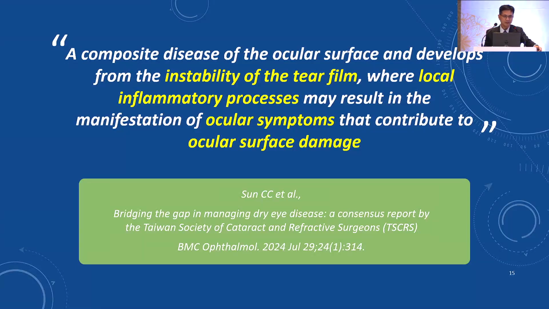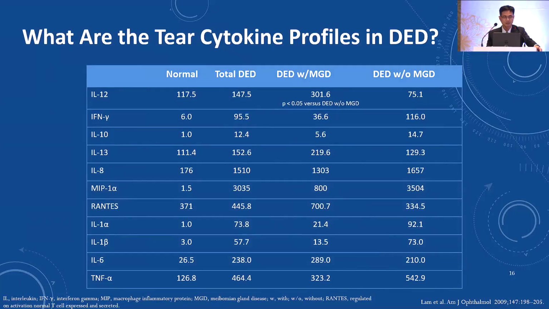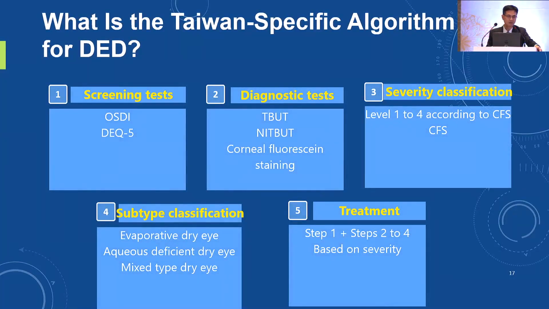According to our definition, dry eye is a composite disease of the ocular surface and develops from instability of the tear film, where local inflammatory processes may result in manifestation of ocular symptoms that contribute to ocular surface damage. Why is local inflammation important in dry eye disease? This is a paper published in 2009 by Lam. He pointed out that the difference between patients without dry eye disease and with dry eye disease is a significant difference in many cytokines like interleukin-13, interferon gamma, IL-6, or TNF-alpha. So the local inflammatory process is important in dry eye disease.